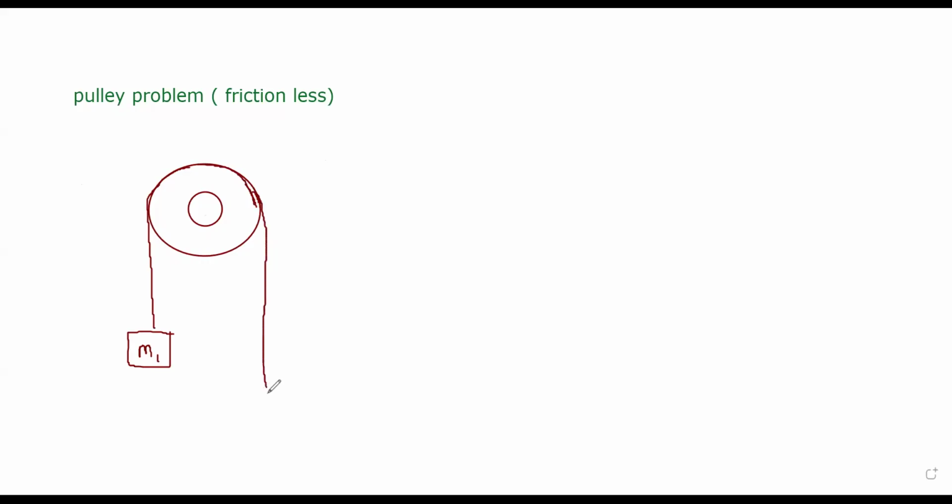So imagine it is a frictionless pulley. It is a frictionless pulley, and a rope is passing through this. M1 is a mass connected here, and M2 is a mass connected here. And we assume M2 value is more than M1 value.